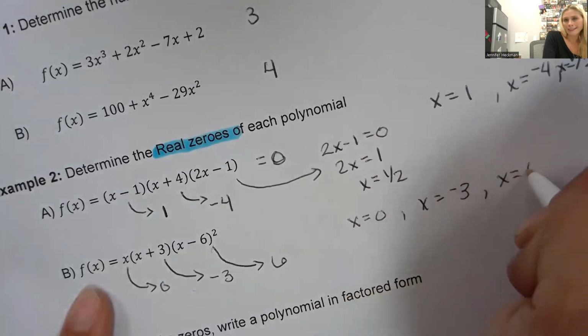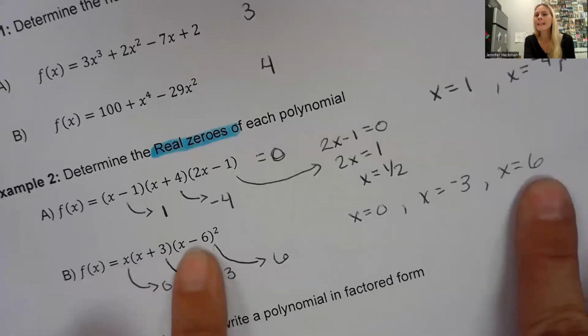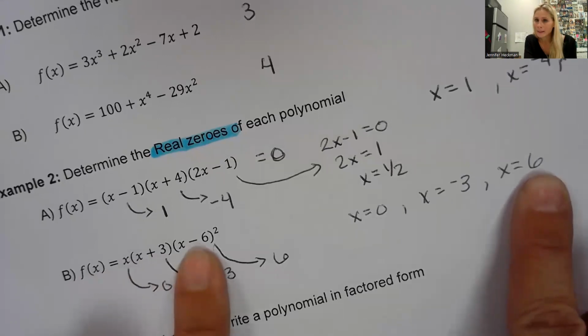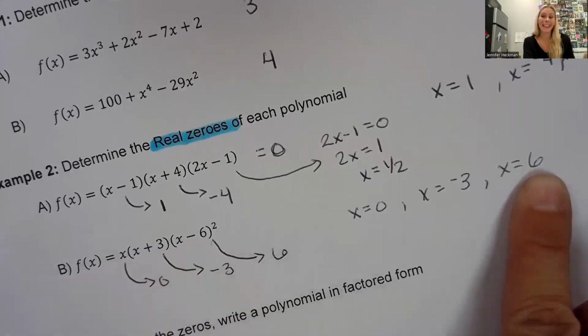Now remember, I just pointed out there could be 4 possible zeros, but yet we only have 3, and that's okay. The reason is because this 6 is twice. Okay, and that makes us 4. And that will come into play later.